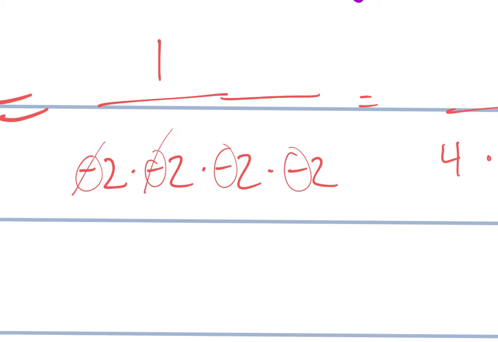Don't a negative and a negative cancel? So as long as your exponent is even, they're all going to cancel, right? But if we added one more, what would our result be? Negative or positive? It would be negative, okay? So if you have an odd exponent, it's going to be negative. If you have an even exponent, it's going to be positive.